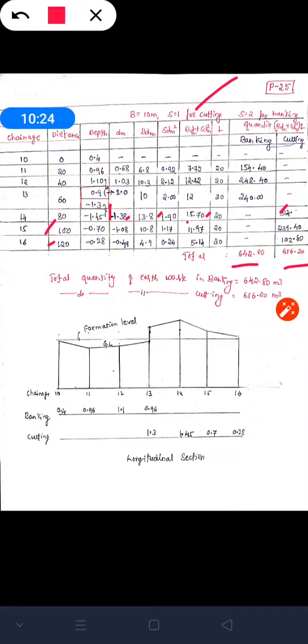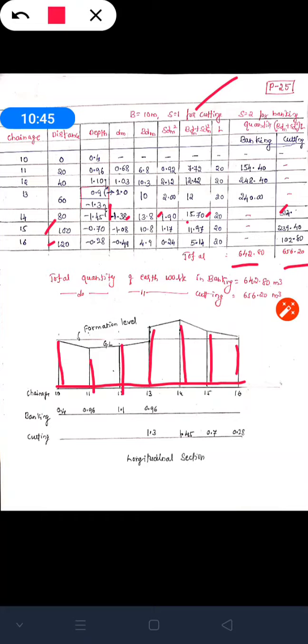So here we have the longitudinal section. First you draw a straight line. Okay, next you should draw the different channels, that is 10, 11, 12, 13, 14, 15. Next, you have to draw the different ground levels. Based on the values, you should draw the ground levels here. These are the different ground levels here. In that you should fix the point.